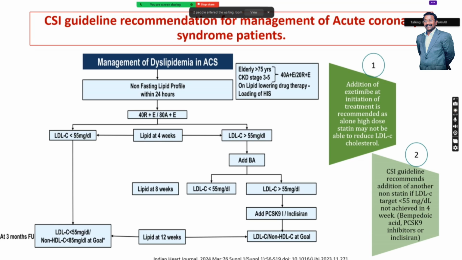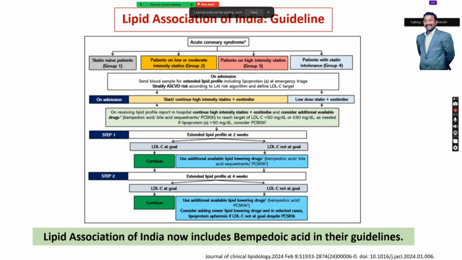So in all high risk individuals in all the cardiac ICUs, on day 1 you have to start high dose statins, that means 40 mg of rosuvastatin plus ezetimibe, and wait for 1 month, and if the LDL is still more than 55, you add bempedoic acid. That is the take home message from this slide.